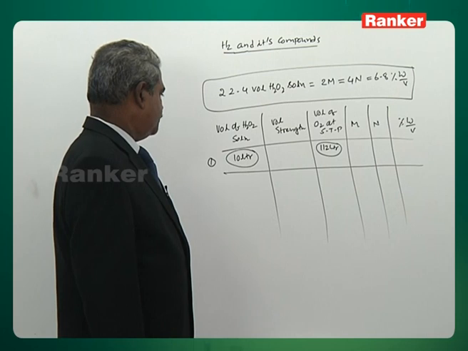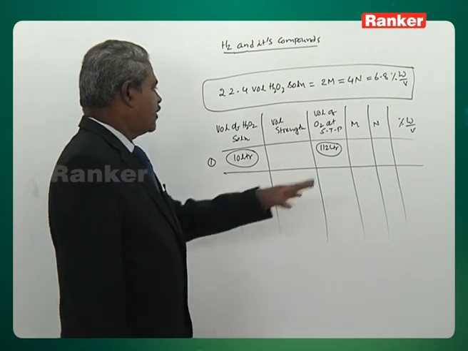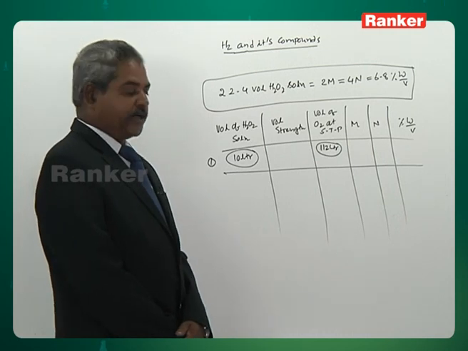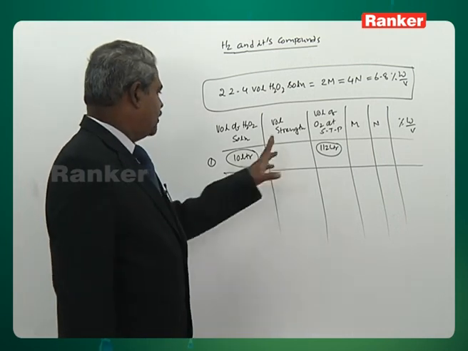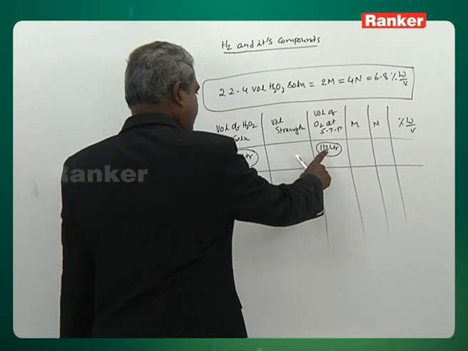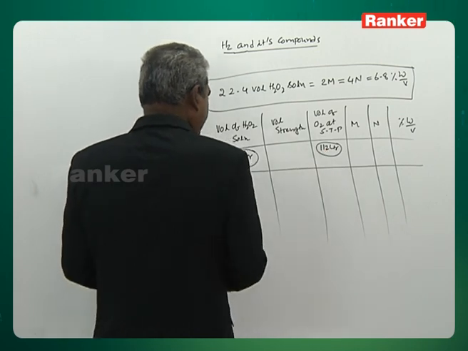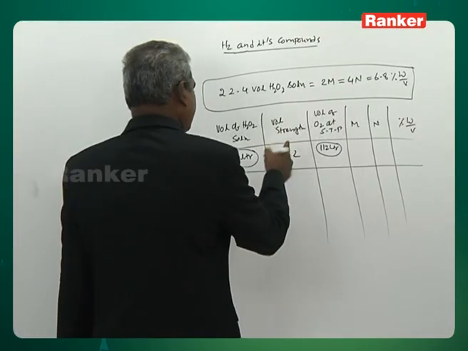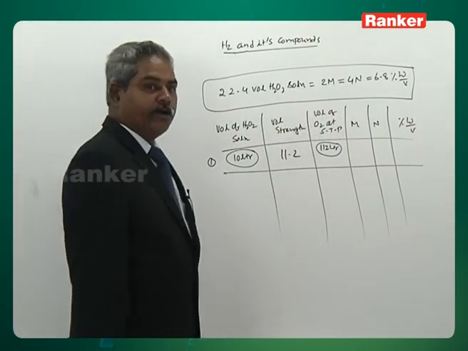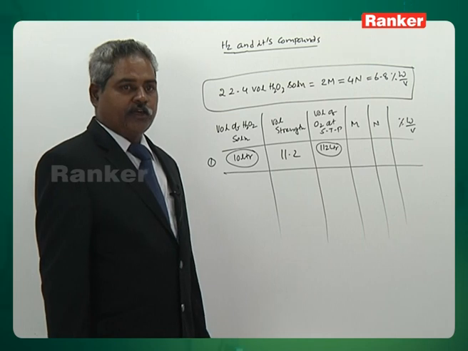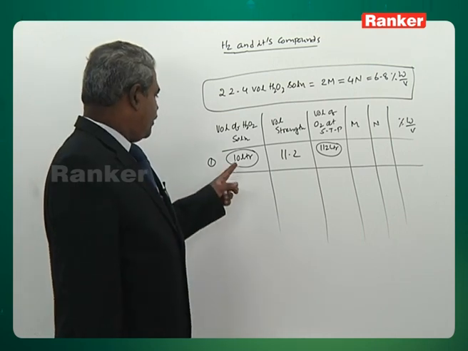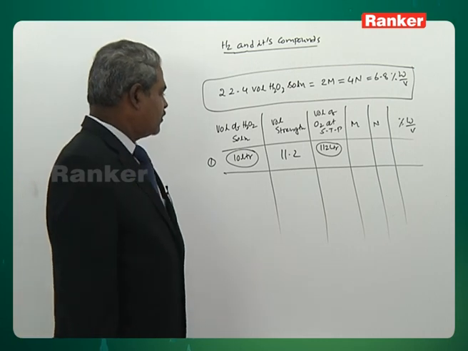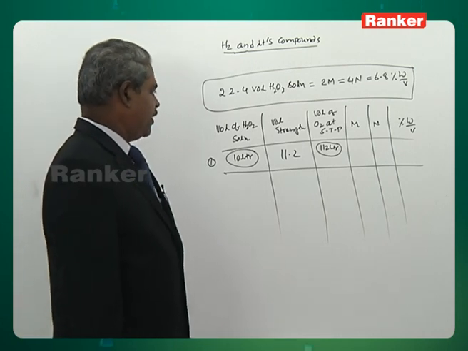So, 10 liter, 112 liter. Find remaining. So, what is volume strength? 1 liter, how much? If you take 10 liters, you are getting 112. If you take 1 liter, you get 11.2. This is called 11.2 volume. Volume strength is 11.2. According to definition, whatever you get on heating 1 liter is called volume strength. 10 liters, you get 112 liters, 1 liter 11.2.